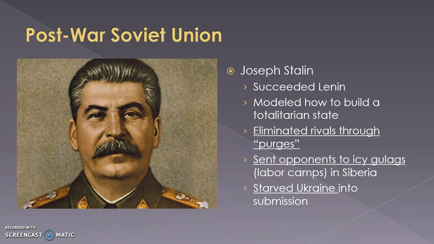The Soviet Union came under the control of Joseph Stalin when he succeeded Lenin after his death. Stalin modeled to the rest of Europe how to build a totalitarian state. He was able to eliminate his rivals through purges, and he sent all of his opponents to icy gulags. Those are labor camps in Siberia where they were worked to death or even executed. The Ukrainian people did not want to submit to Stalin, so he starved the people out and tried to kill them all out.